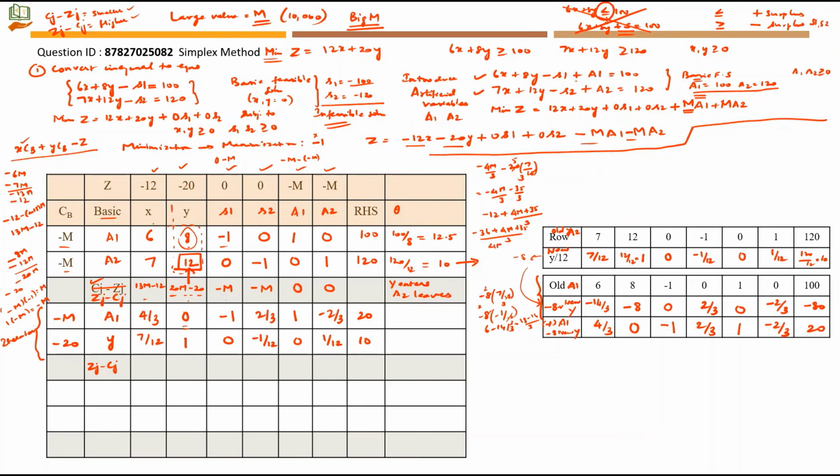35 minus 36 is 4m minus 1 by 3. I can write this as 4m by 3 minus 1 by 3. After the iteration, I will remove the calculation because I have to further calculate in the same space.